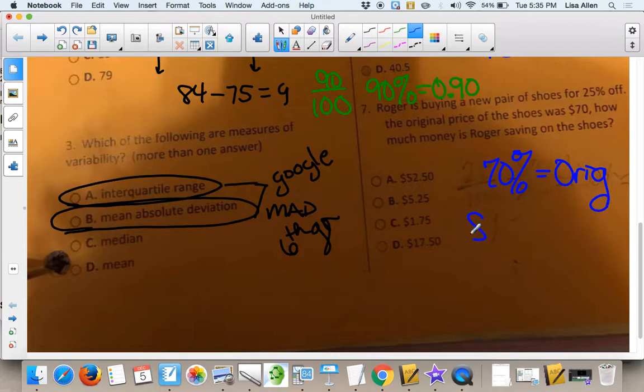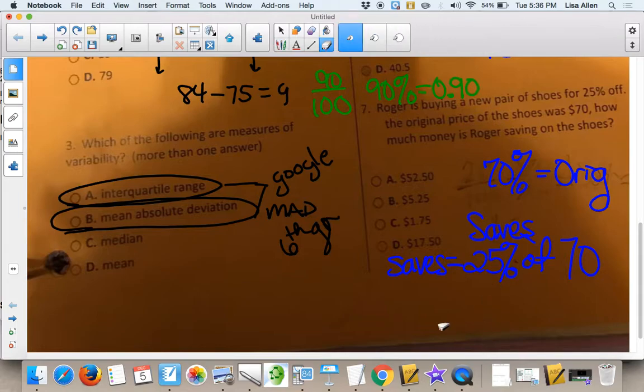So he saves 25% of 70. So that's what he saves. Think in your mind: 25% is a quarter, right? What he saves is 25% of 70. So with that in mind, he saves 0.25. Remember, "of" is multiply, so I'm going to put a little dot there. 70. So that's what he saves. Okay, so if you multiply that out, 0.25 of 70 should be $17.50.